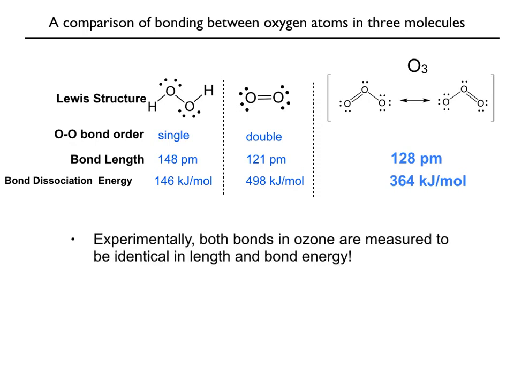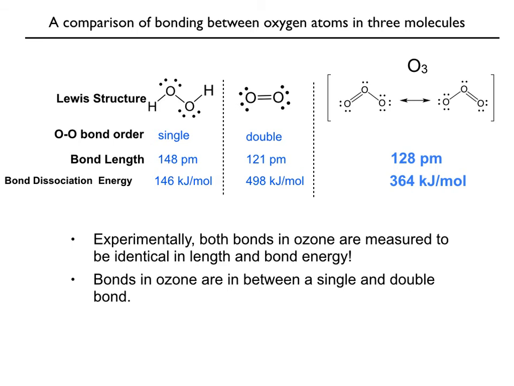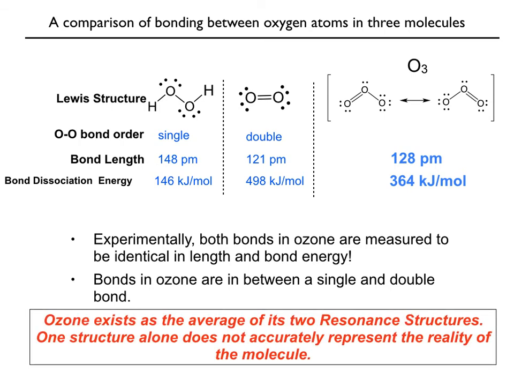All right? So experimentally, both bonds in ozone are measured to be identical in length and bond energy. The bonds are somewhere in between a single and a double bond. So they're not quite a single bond, and it's not quite a double bond either. What this is telling us is that ozone actually exists as an average of its two resonance structures. One structure alone does not accurately represent the reality of the molecule. And this is the importance of the resonance structures.